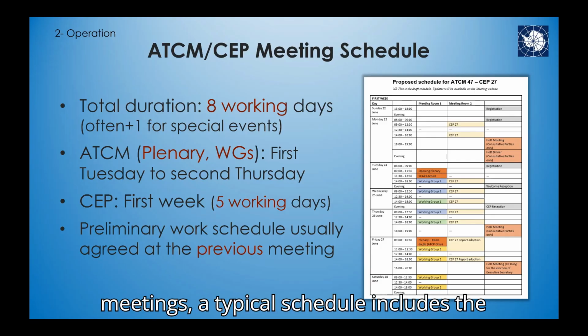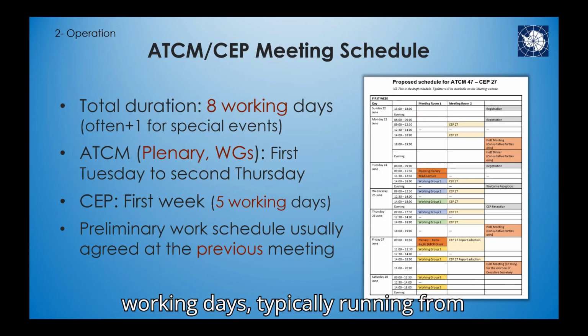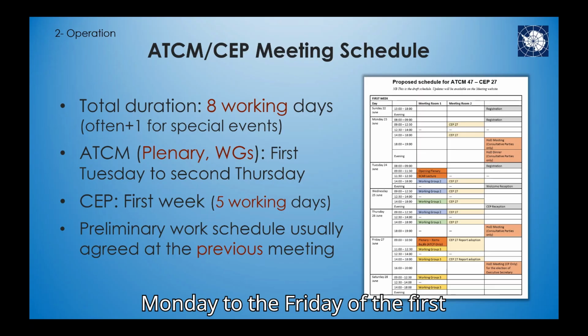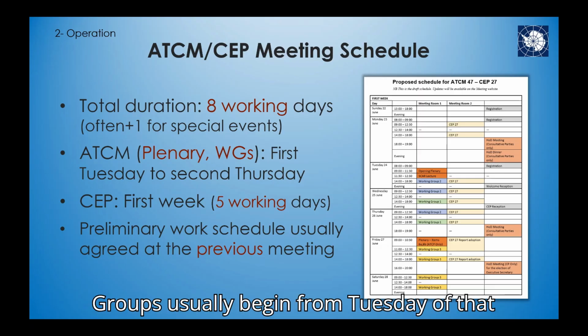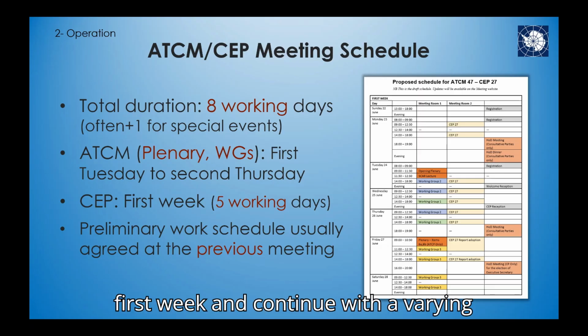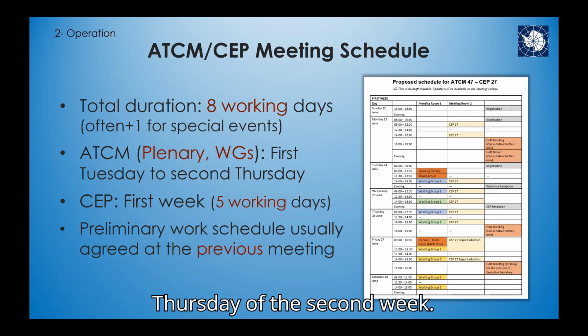Based on recent meetings, a typical schedule includes the following. The CEP requires 5 full working days, typically running from Monday to the Friday of the first week. And the ATCM plenary and its working groups usually begin from Tuesday of that first week and continue with a varying number of sessions until they finalize on Thursday of the second week.